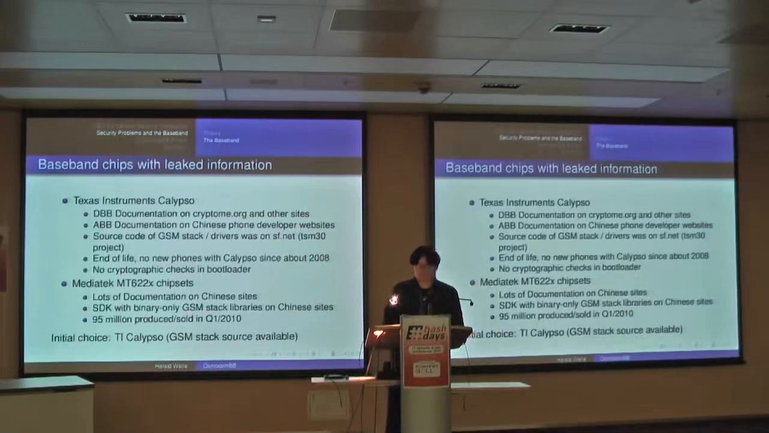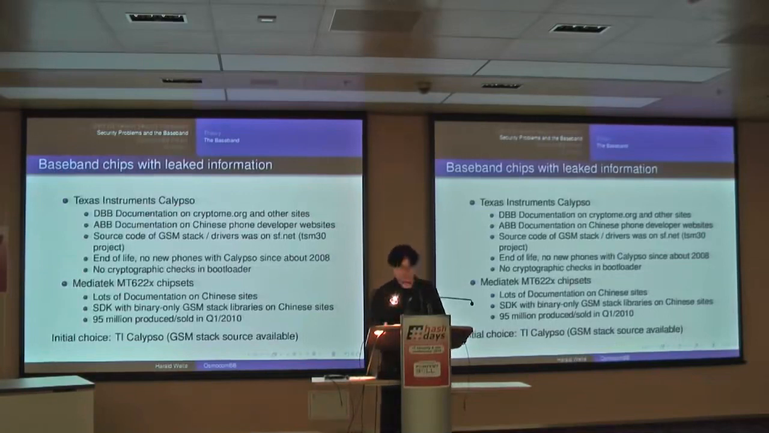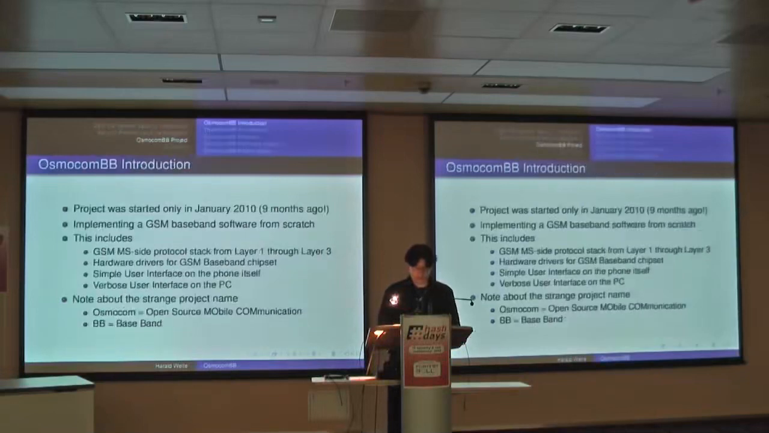Proprietary GSM stack source code was on sourceforge.net for 4 years, with 1,600 downloads before TI finally took it down. So there was a lot of existing information for this. It does not have any cryptography checks in the bootloader, so no DRM cracking is required in order to download your own code into the baseband processor. So we chose the TI Calypso.